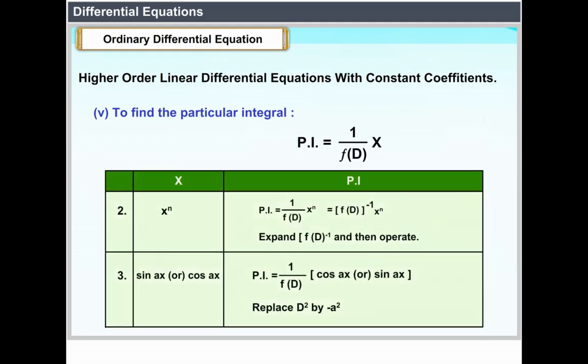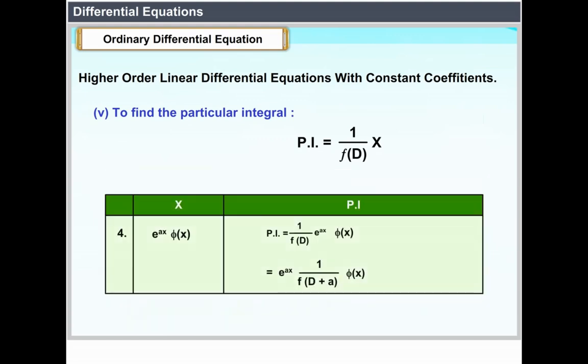Serial number 2: x^n stands for X. Then the particular integral = 1/f(D) x^n = [f(D)]^(-1) x^n. Expand [f(D)]^(-1) and then operate. That is serial number 3: sin ax or cos ax stands for X. Then PI = 1/f(D) cos ax or sin ax. Replace D^2 by -a^2.